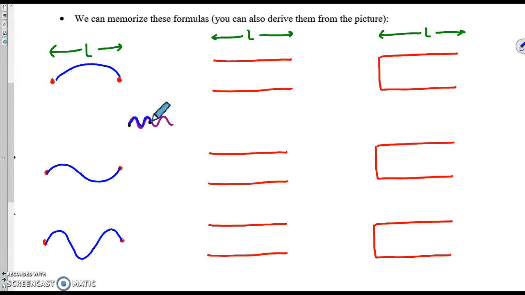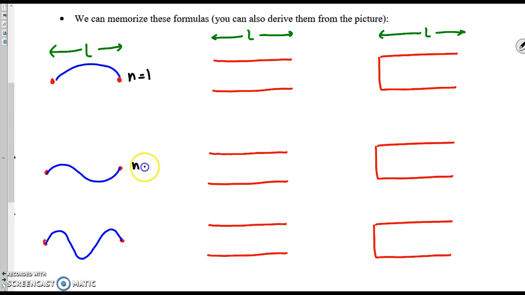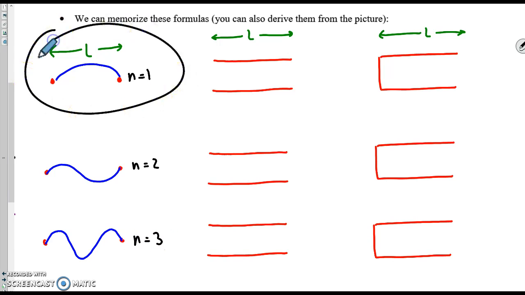So I'm increasing the frequency by putting more crests and troughs onto the string. Let's call this n equals 1. This wave is twice as frequent because instead of one antinode, I have two antinodes. So we're going to call that n equals 2 to show it's twice as frequent. This wave is 3 times as frequent as the original.